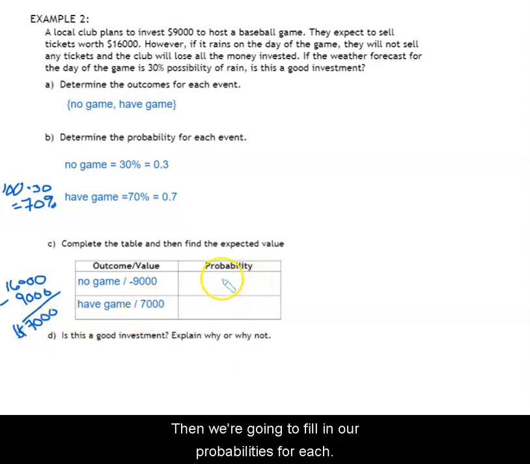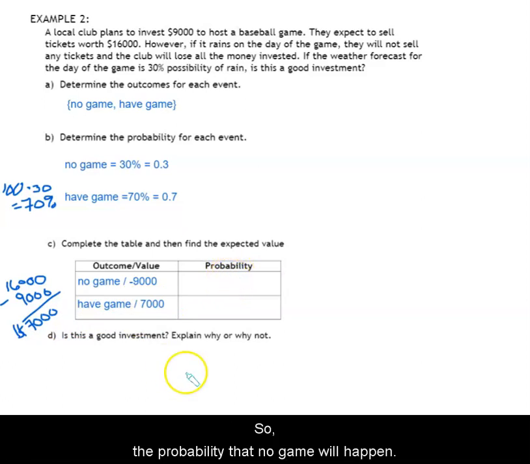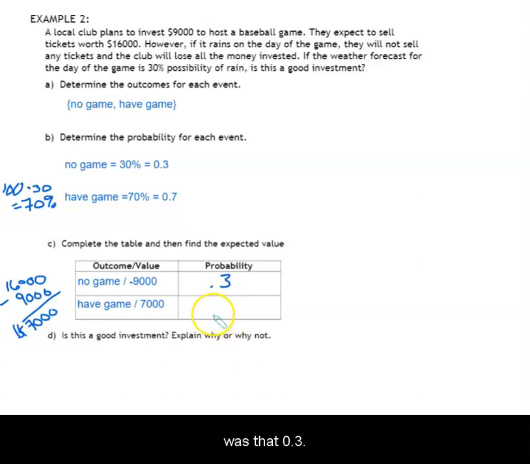Then we're going to fill in our probabilities for each. So the probability that no game will happen was that 0.3, and the probability of having the game, 0.7. So now we need to find our expected value. We're going to use these numbers to do that.